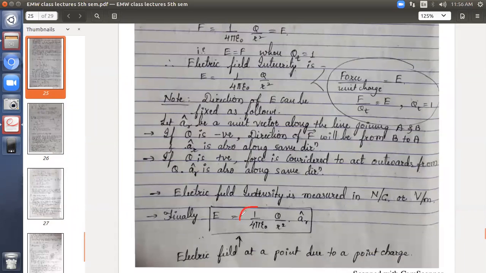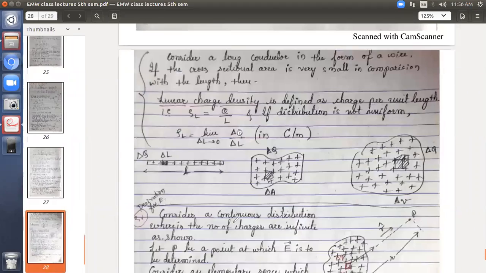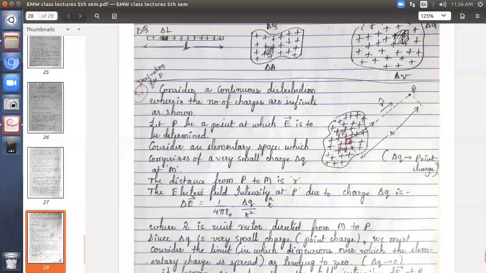Okay, E is equal to 1 by 4 pi epsilon naught charge divided by r square into unit vector. So the same thing, let us try to apply for our considered thing. E is equal to, now don't consider delta, I will tell you. E is equal to 1 by 4 pi epsilon naught delta Q divided by r square into r. Considered charge is delta Q.